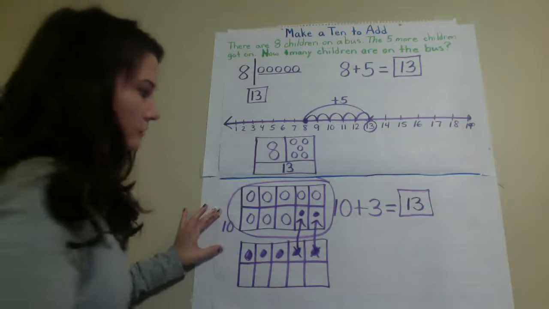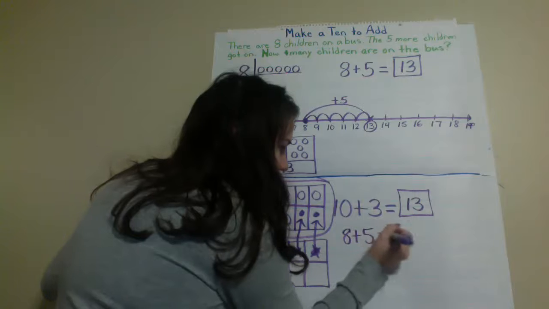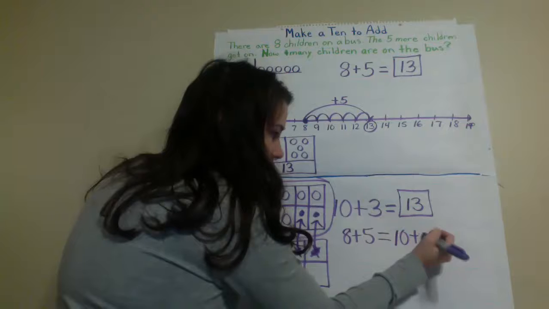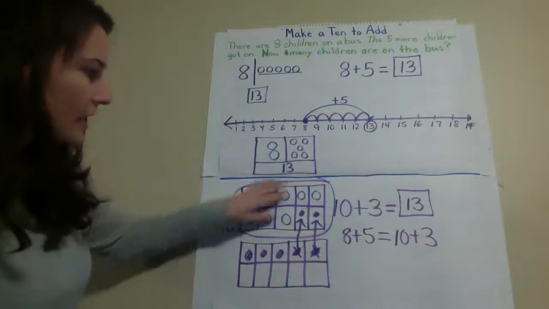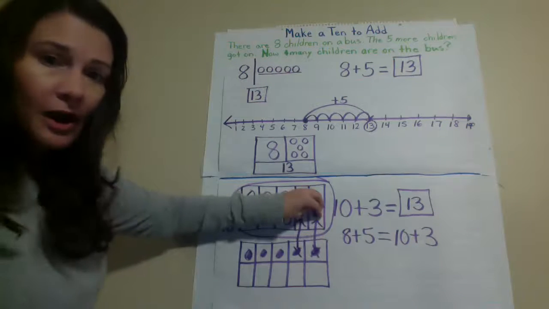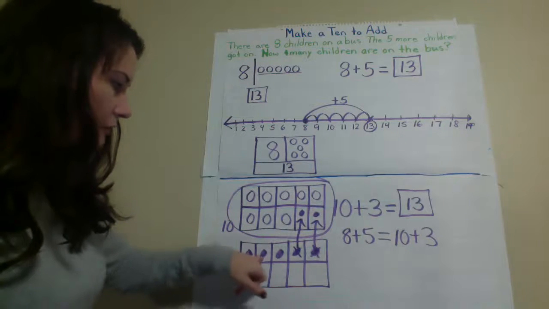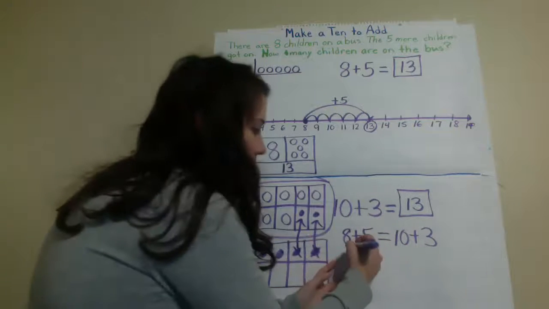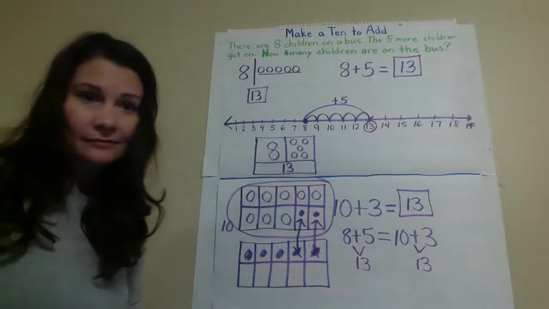So I know that 8 plus 5 is the same as 10 plus 3. When you look at this model, you see that you still had 8 and you still had 5, but we took 2 from the bottom and moved them up to make a group of 10. So now we have 10 and 3. So 8 plus 5 and 10 plus 3 both equal 13.